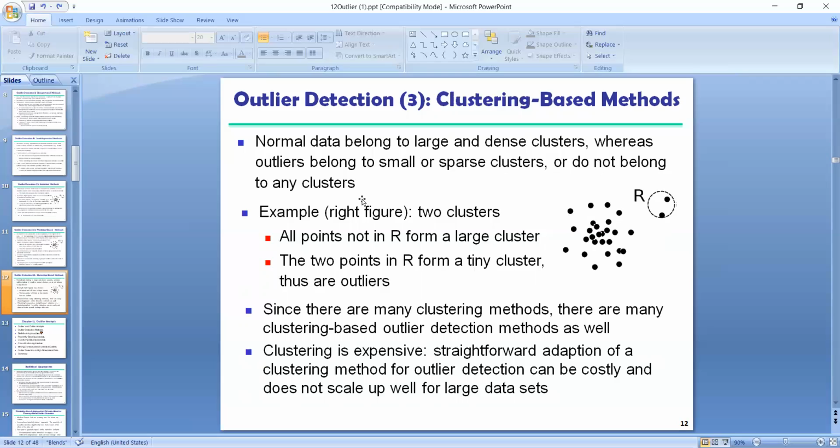Since there are many clustering methods, there are many clustering based outlier detection methods as well. So clustering is actually expensive. Straightforward adaptation of a clustering method for outlier detection can be costly and does not scale up well for a large data set also.